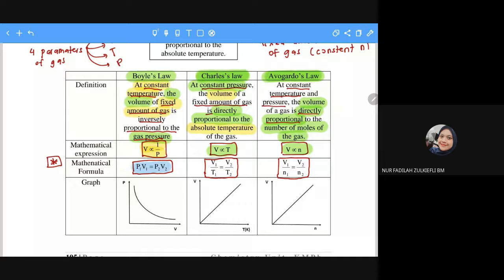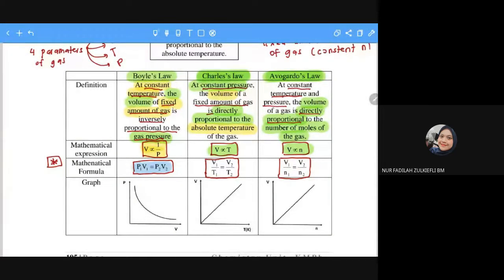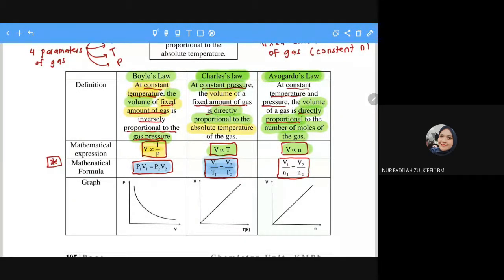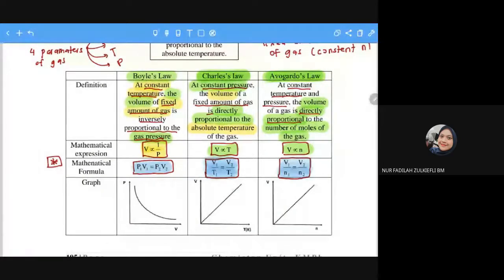Okay, bila kita rearrange dalam bentuk mathematical equation, dia akan jadi V1 over T1 equals to V2 over T2. Okay, kalau Avogadro's law, V directly proportional to N. Okay, bila convert kepada mathematical formula, dia akan jadi V1 over N1 equals to V2 over N2.